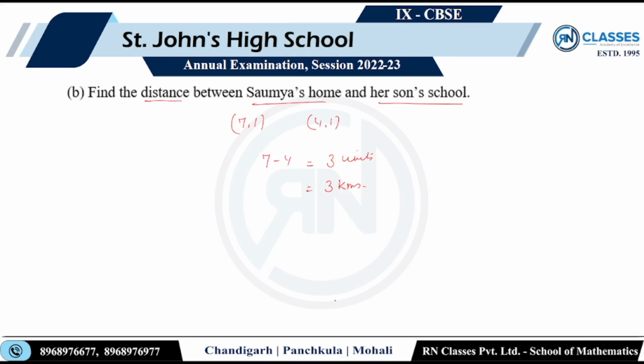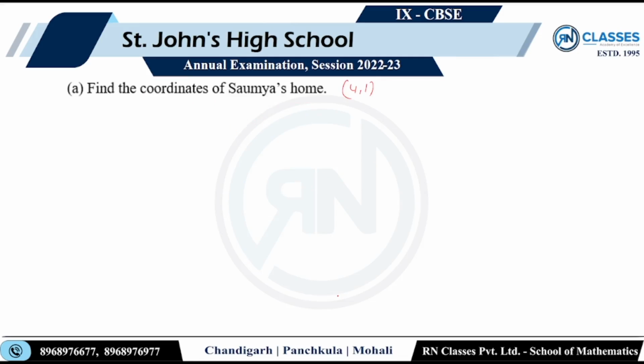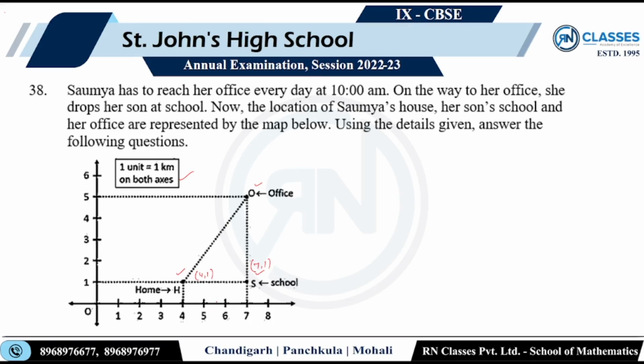That's straightforward. C part. Find the distance between Soumya's home and her office. अब Soumya's home and her office यहाँ पे आया 7, 5. अब मेरे को home और office के बीच में ये वाला distance चाहिए, right? We'll do it over here itself. So home और school के बीच में distance कितना दिया हुआ है? This was 3. And office and school के बीच में distance कितना दिया हुआ है? This was given as 4.